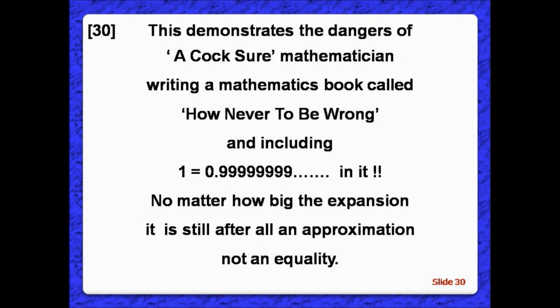This demonstrates the dangers of a cocksure mathematician writing a mathematics book called How Never to Be Wrong and including 1 equals 0.999 expanded to infinity in it. No matter how big the expansion, it is still after all an approximation, not an equality.